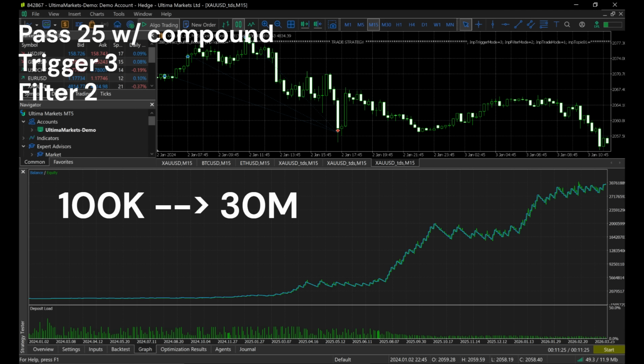Once the account crosses the $1 million level, the growth becomes exponential. And near the end of the backtest, the equity curve almost turns parabolic. This is the true power of risk compounding in algorithmic trading systems.